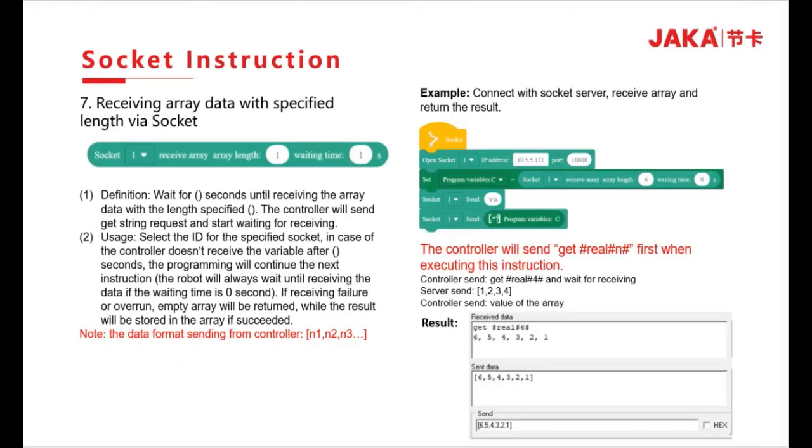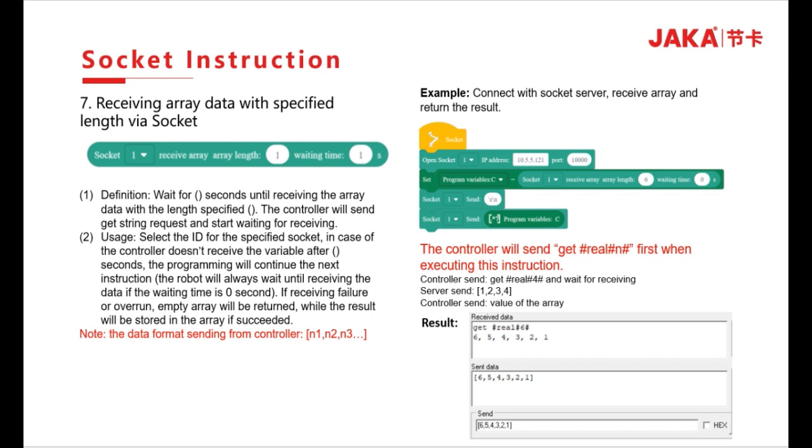Receiving array data with a specified length via socket. Wait for a certain amount of seconds until receiving the array data with the specified length. The controller will send a get string request and start waiting for receiving. Select the ID for the specified socket.